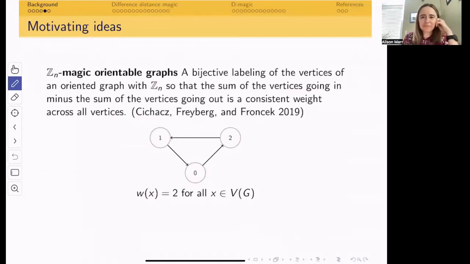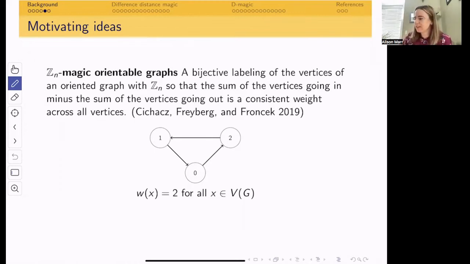And so again, I want to give you the algebraic definition that helped motivate this current question that we're working on. This is the algebraic idea of what we took from distance magic, and thinking about how to do that on a graph that might have some sort of orientation or direction. Here we're labeling the vertices with the elements of Zn in this case, but you could obviously replace that with your favorite abelian group. So the sum of the vertices going in minus the sum of the vertices going out is a consistent weight across all vertices.